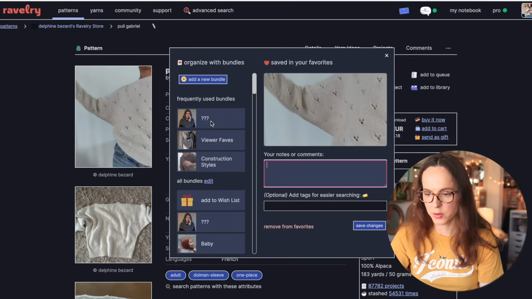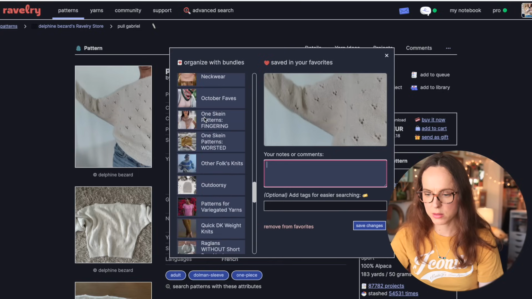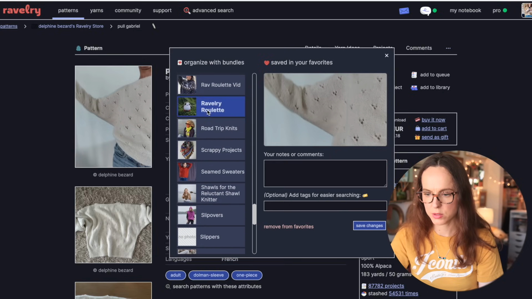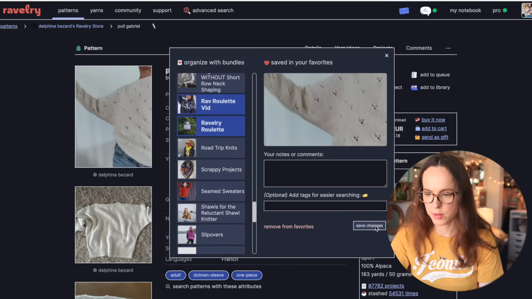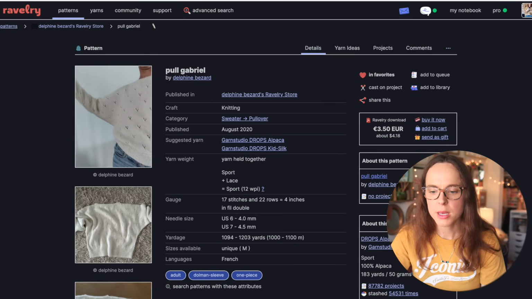What is this bundle I created with question marks? I don't even know. I don't like it when there are so many issues. Okay, there we go. Oh, I should have just put this in the other Ravelry Roulette. Whatever. Moving on. Let's go back.